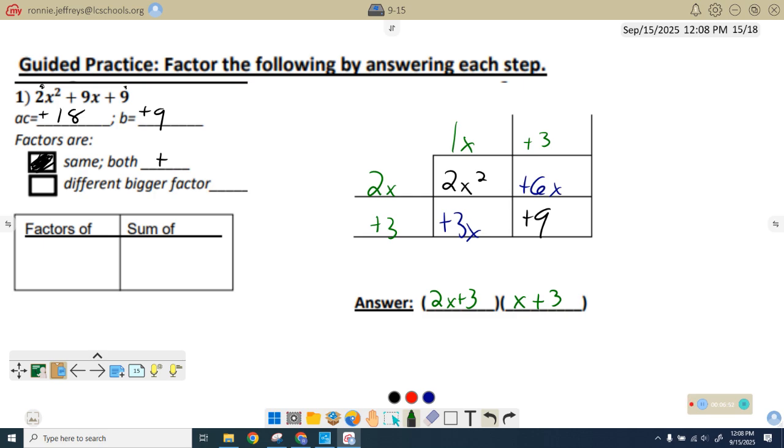So, that was the first one, which was exactly the same as the example. Good job, Jeffries.